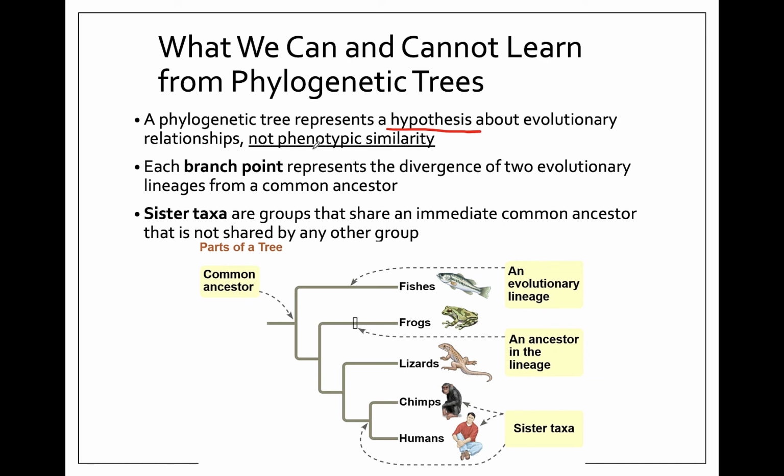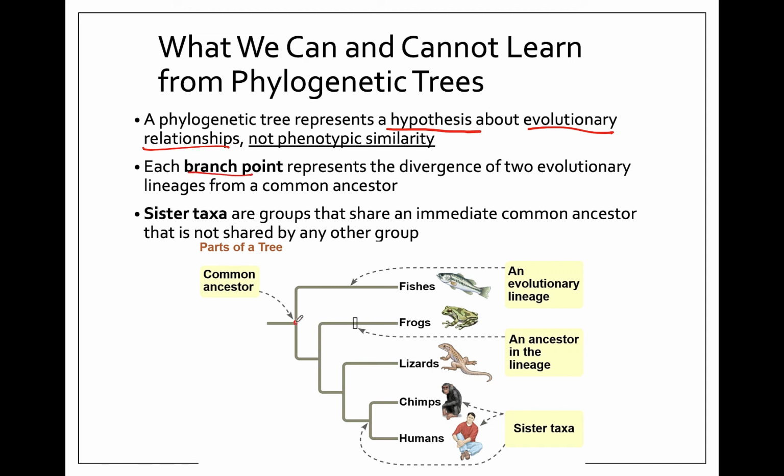But a phylogenetic tree represents an evolutionary relationship. So how recent were these two organisms? How recent did these two organisms share a common ancestor? The more recent the branch point, where they would have kind of diverged from each other, the more closely related they are. So a branch point is a divergence.